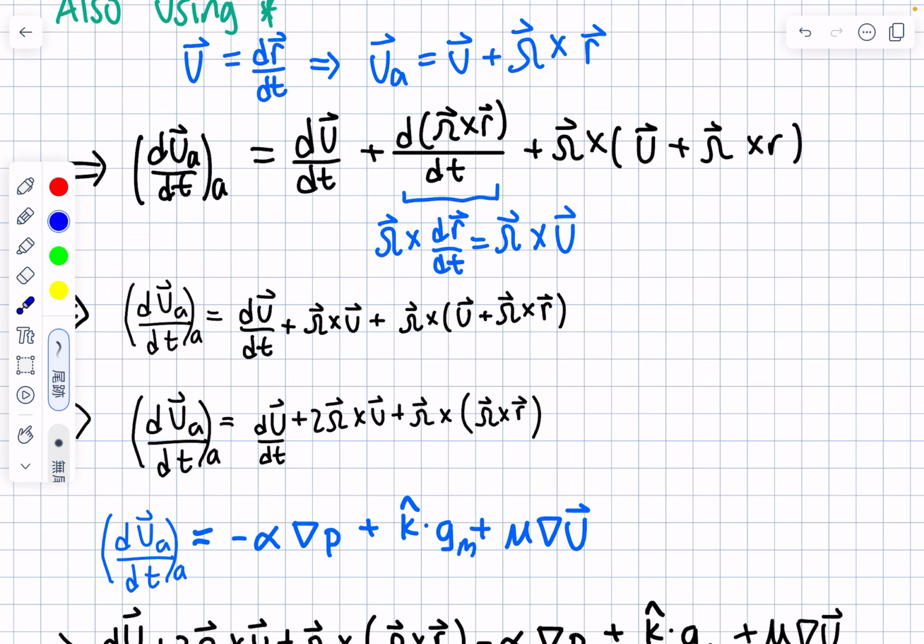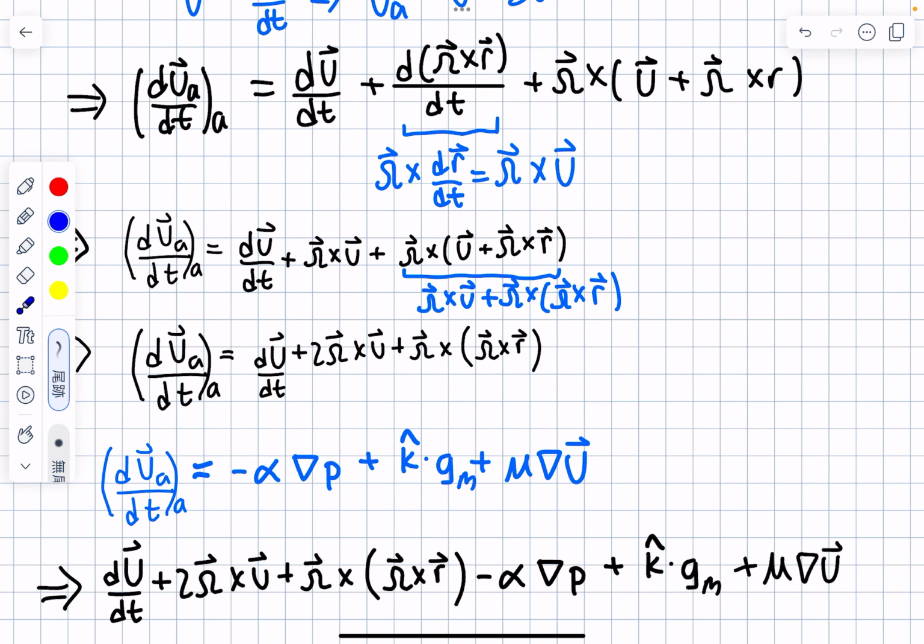And we can see, for this term here, this is equal to omega vector cross u vector plus omega vector cross omega vector cross r vector. So this cross this plus this cross this. And this term plus this term is 2 omega cross u, and then we're left with omega cross, or this term, omega cross r.